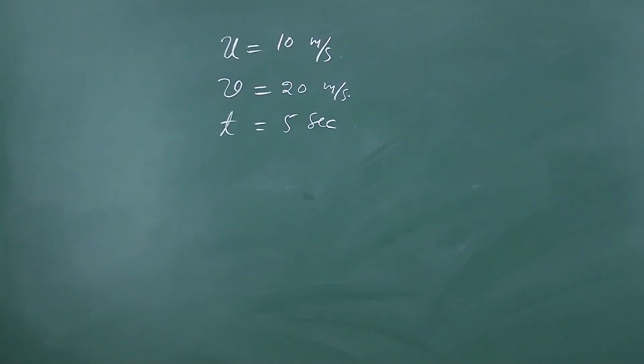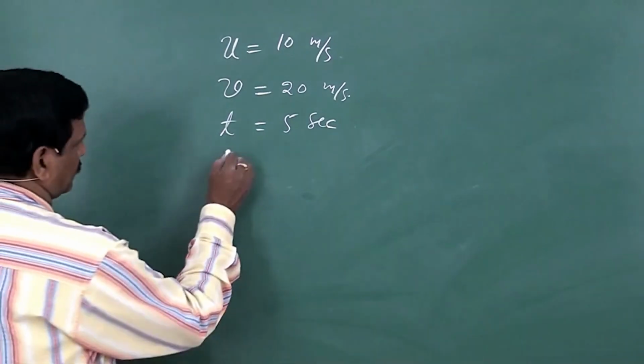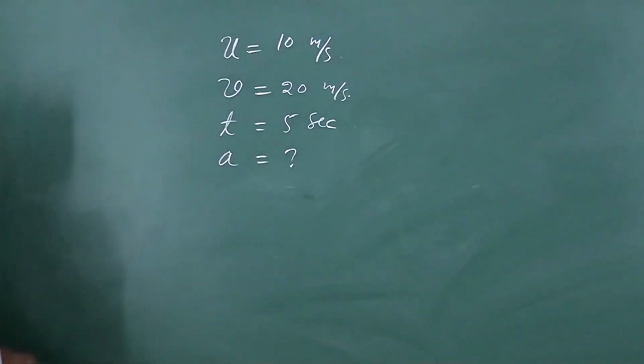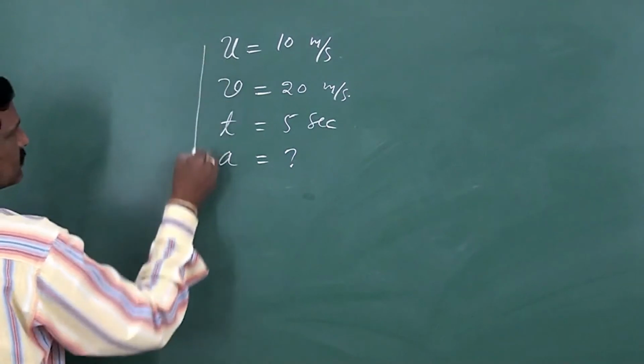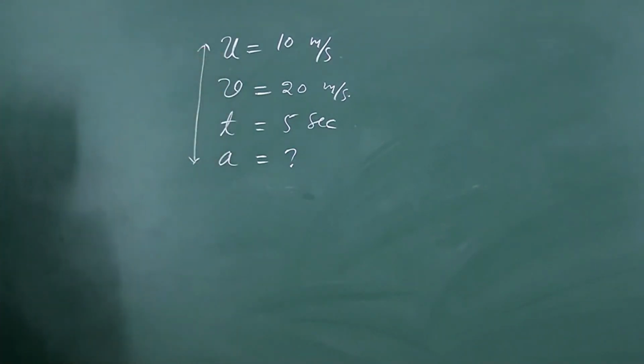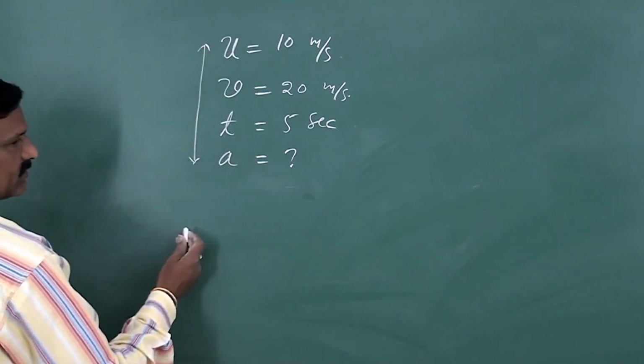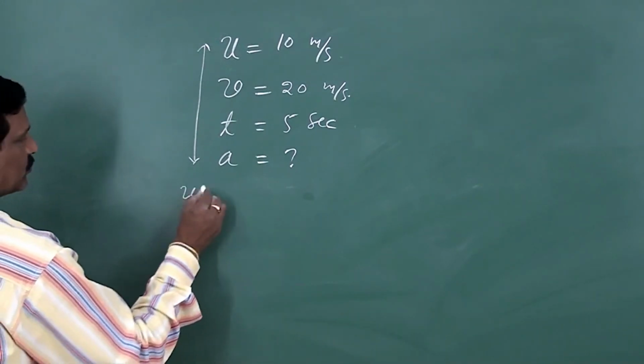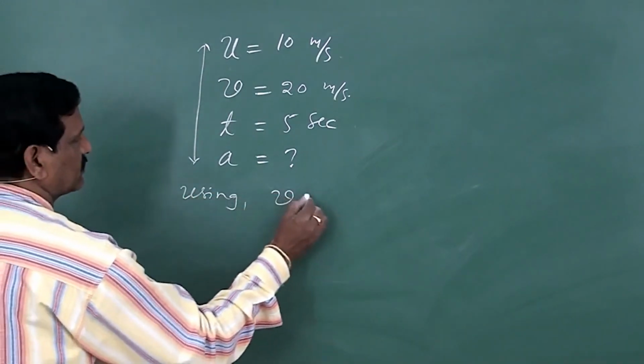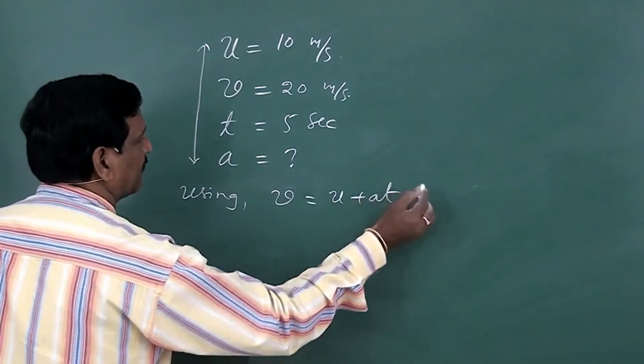So this is the given data. Initial velocity is 10 meter per second, final velocity is 20 meter per second, time interval is 5 seconds. We have to find the acceleration. So a is equal to how much? What is the kinematic relation that involves these parameters? V is equal to u plus at. So use that formula.